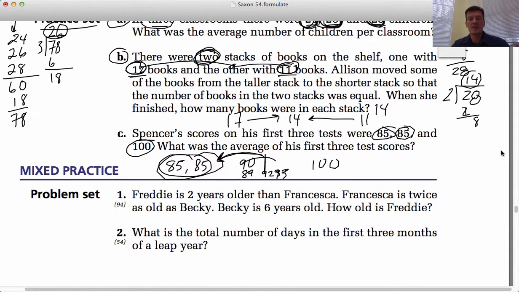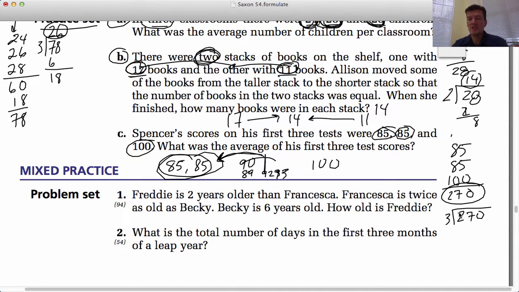Okay, so we take 85 plus 85 plus 100. So 5 and 5 is 10. Carry the 1. 8, 9, 17. That's going to be 270. Okay, you can check that. And then we're going to take 270 and divide by 3.